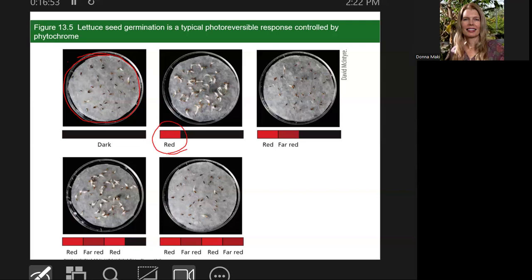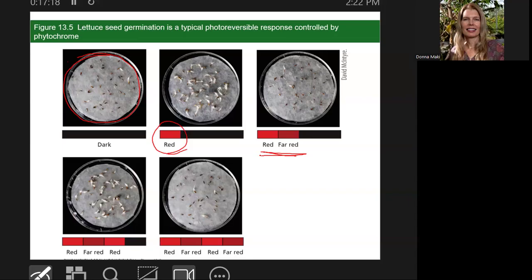Then some scientists started to get smart and kind of like, hey, I wonder what will happen if we do this. And so in this case, they hit them with red light. And then right after that, they hit the plant with far red light. And you can see a very different response. Seeds didn't really germinate. So that got them going, ooh, what's going on here? So then they really started to get crazy.